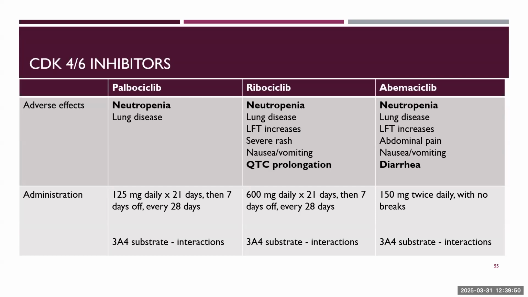All three of them are 3A4 substrates, so looking out for interactions from that standpoint. Ribociclib is also on that 28-day cycle, so they'll take 600 milligrams daily for 21 days, and again have that 7 days off, and that is due to the neutropenia. They kind of need that break to let their counts recover and then restart their next cycle.